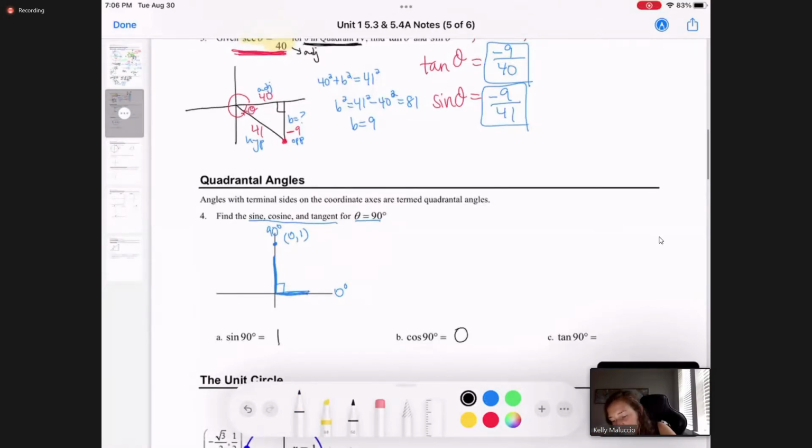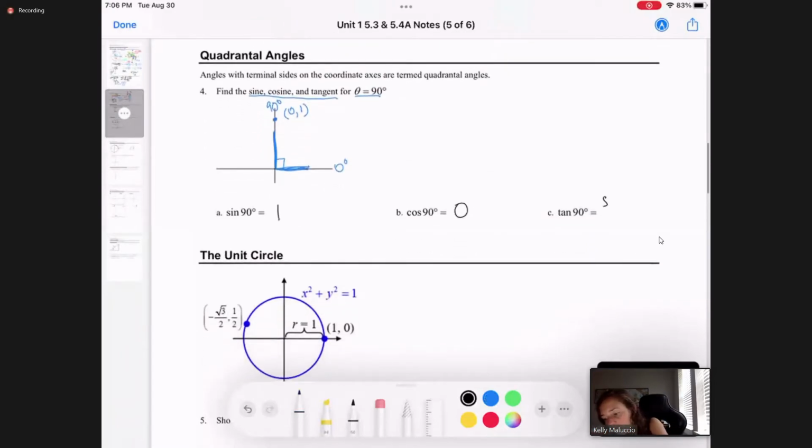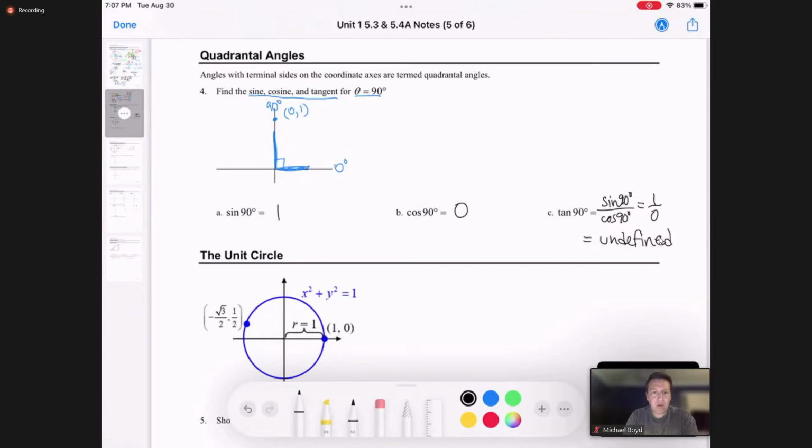And tangent is going to be sine of 90 degrees over cosine of 90 degrees, which is 1/0. But can we divide by 0 is the real question. And the answer is no. So this is going to be undefined. This is not going to exist. So when we graph, if you Google graphs of tangent functions, there's a dotted line, a vertical asymptote, at 90 or pi over 2 and all the multiples of this, because we're dividing by 0 and we can't do that.